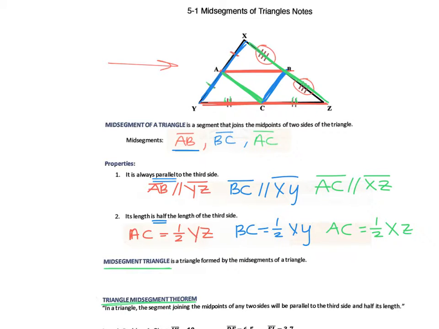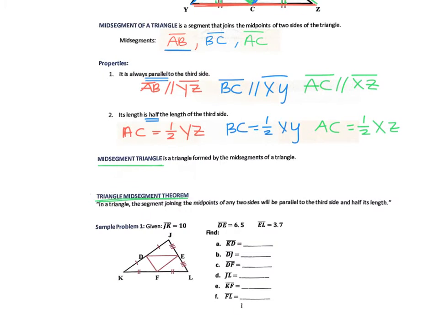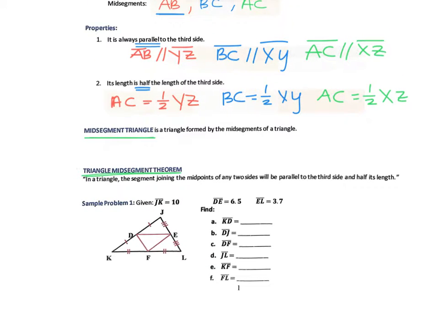If they ever talk about a mid-segment triangle, they're just talking about this triangle here. The triangle that is the mid-segments all joined is the mid-segment triangle. So the triangle mid-segment theorem, like I said, uses those two properties. It says in a triangle, the segment joining the midpoints of any two sides will be parallel to the third and half its length, okay? This is where people usually make the mistakes, not because you didn't know what you were doing, just because you didn't stop and think about what you were doing, because you'll see why this makes sense this way.